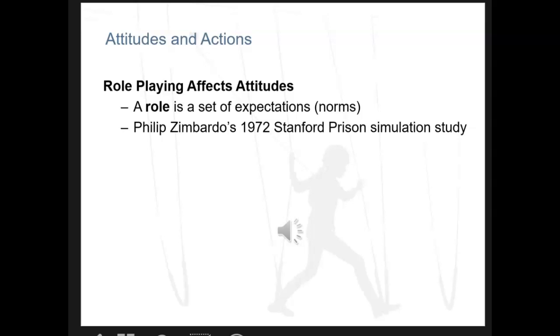So he took a group of young men and he randomly assigned them to be either prisoners or guards. And what he discovered was that the role that they were in played a great impact on their overall sense of self, their behaviors, and their emotional responses. The next slide is a very short video that shows the Stanford Prison Study in more detail and discusses the implications.